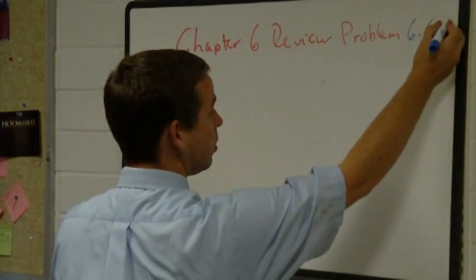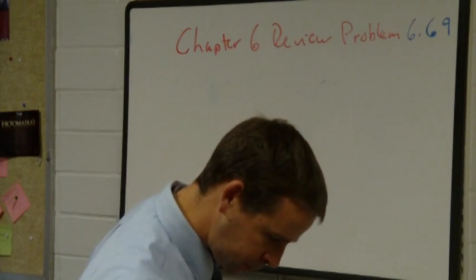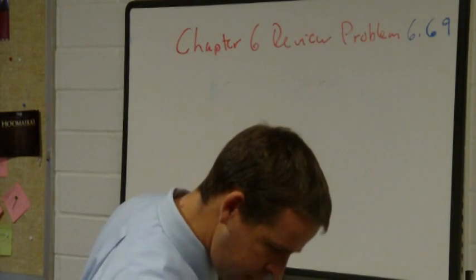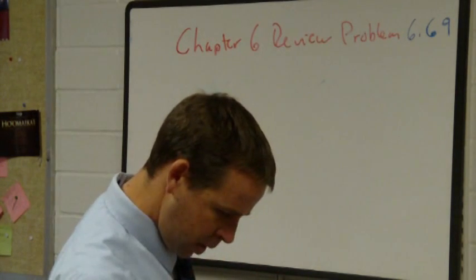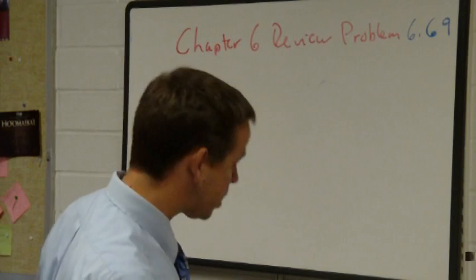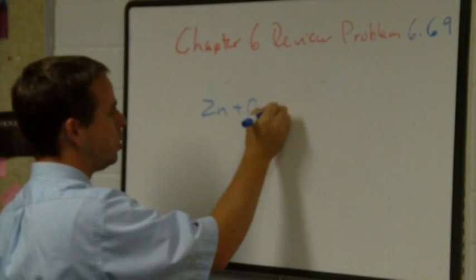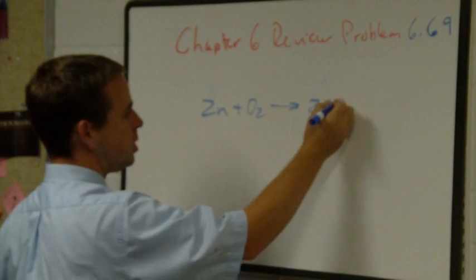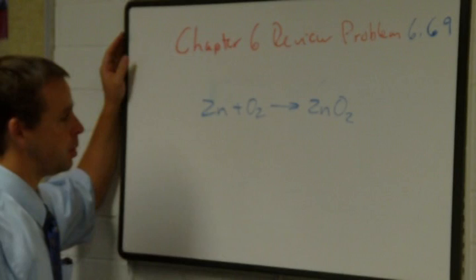69. All right. Write the chemical equations for the reaction of oxygen with zinc, aluminum, magnesium, and iron to form iron(III) oxide. Okay, so zinc plus oxygen. The products here are going to be zinc oxide, right? And so we need to balance this chemical equation.